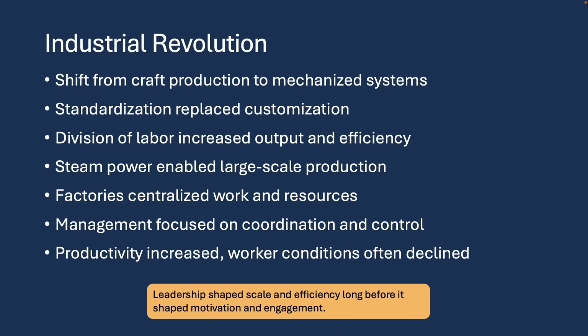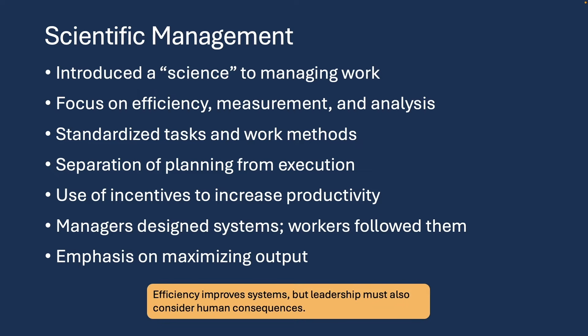The key lesson here is that leadership priorities shape operational outcomes for better or worse. Scientific management built on the Industrial Revolution by applying measurement and analysis to how work was performed. Taylor believed that there was one best way to do every job, and that management's role was to discover it through observation, timing, and experimentation.